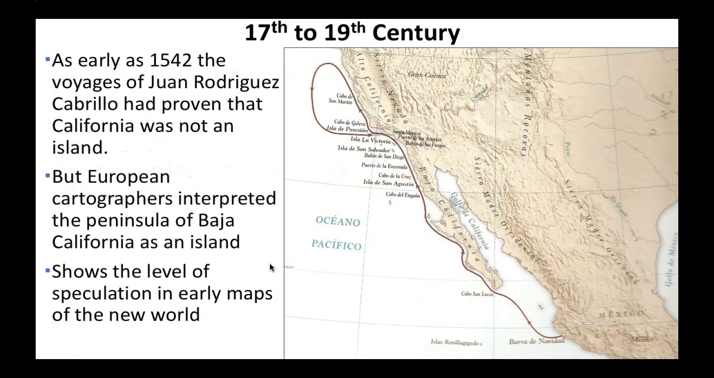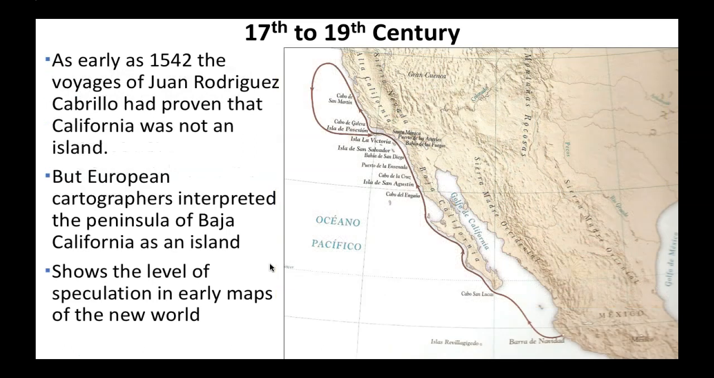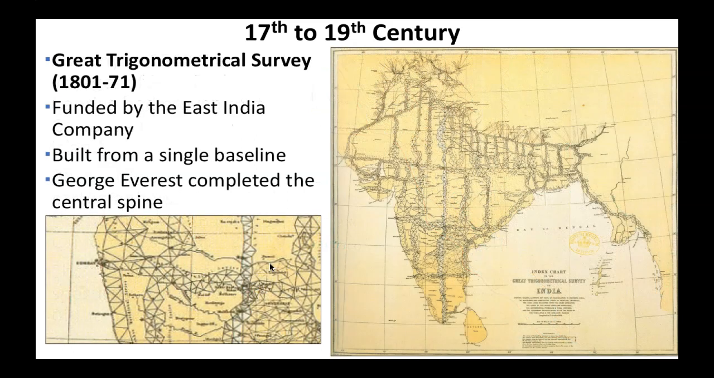However, as early as 1540, so we're talking about a map from 1650, but by 1640, European explorers such as Juan Rodriguez Cabrillo had already established that California was not an island and that it was connected to the mainland, but that in fact there was a peninsula. And so some of these maps also become controversial and then they become banned.